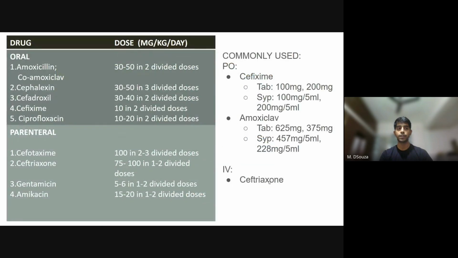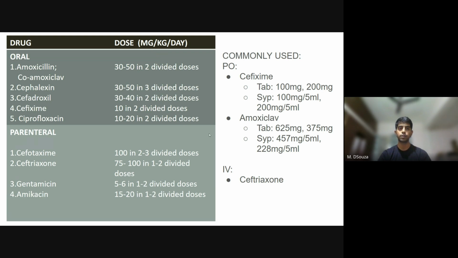In terms of choice of antibiotics, the guidelines are very clear, where they would say that giving third generation cephalosporins or even your usual amoxiclav would work if you're looking at an oral formulation. And for IV formulations, you would generally look at giving ceftriaxone.